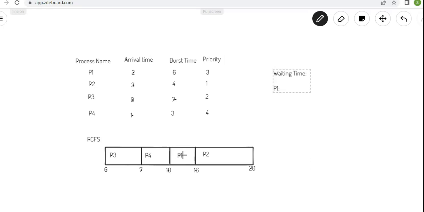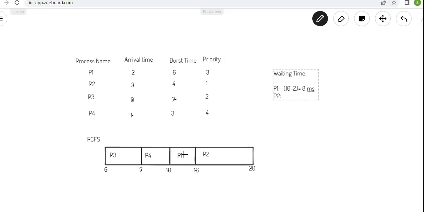In the Gantt chart, P1 is scheduled at 10 milliseconds only. We need to calculate the difference, because P1's arrival time is 2 and we have scheduled it at 10. So it is 10 minus 2, that is 8 milliseconds. That is the waiting time for process P1, because the arrival time is 2 and we gave the CPU to process P1 only at 10 milliseconds. So the difference between these two is the actual waiting time for that particular process. Next is process P2.